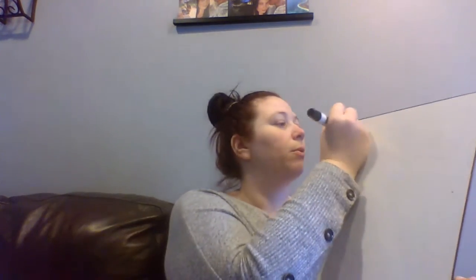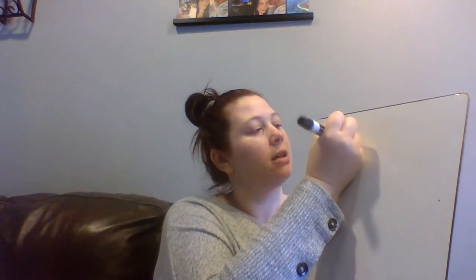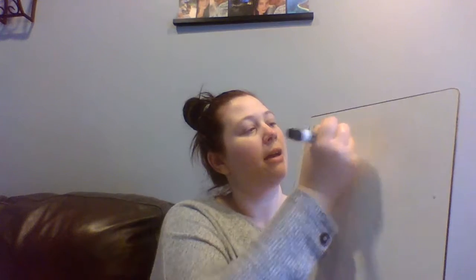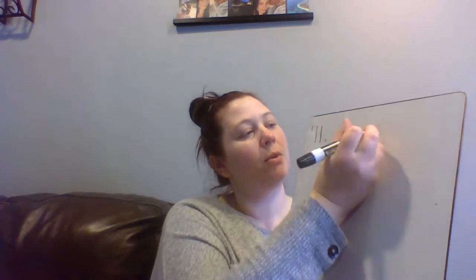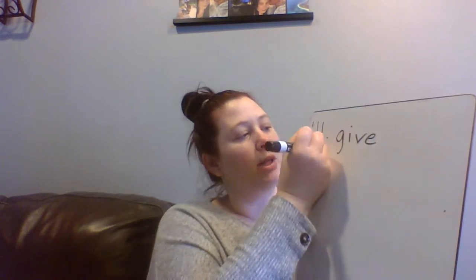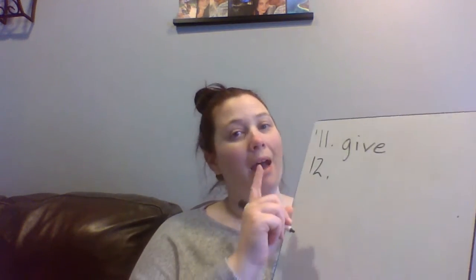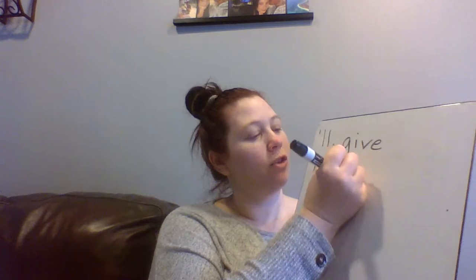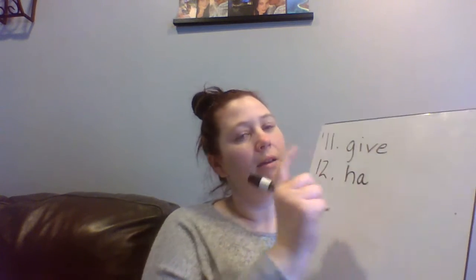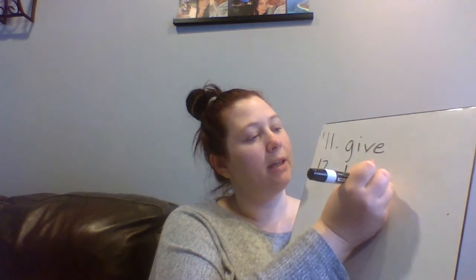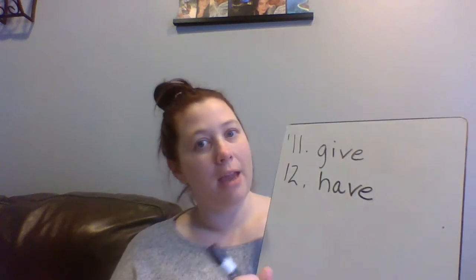All right, next we're going to practice spelling a couple words. Number 11, we have give. G, I, V. V, and then remember we can't end with a V, so we add an E at the end. Number 12 is have. H, A, V, and then again an E at the end.